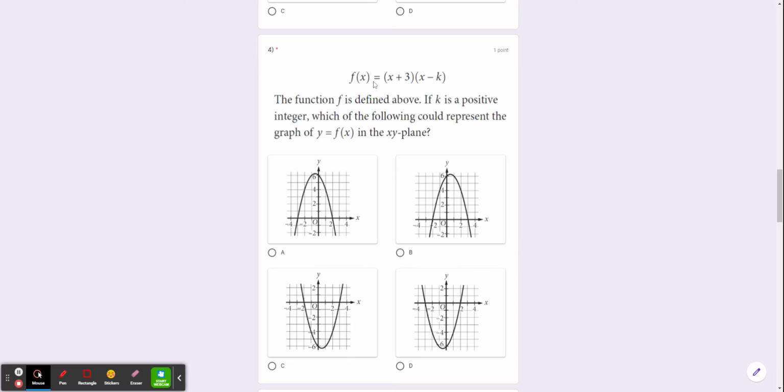The other thing is, if I look at this coefficient, it is positive. There's technically a 1 out front of this first parentheses. That means this parabola opens upwards, and the only one of these that crosses at negative 3 and opens upwards is this one.